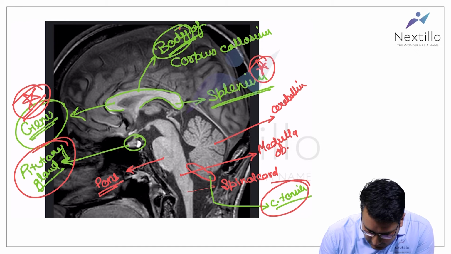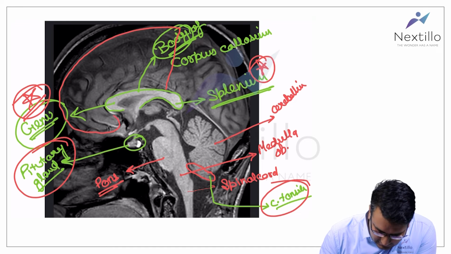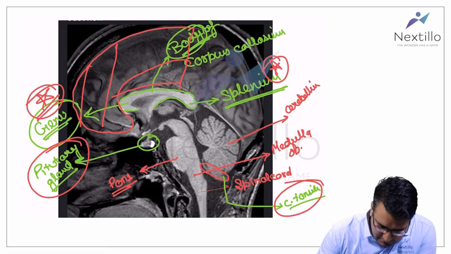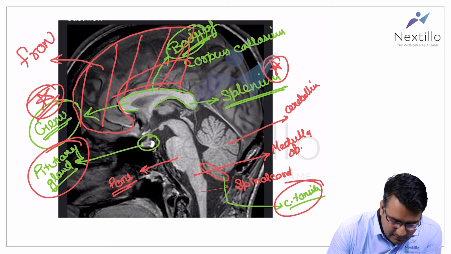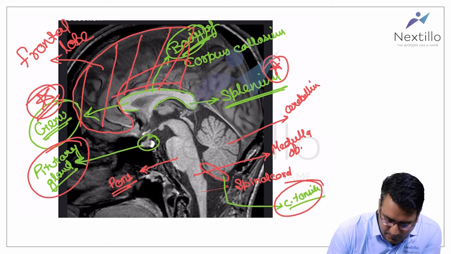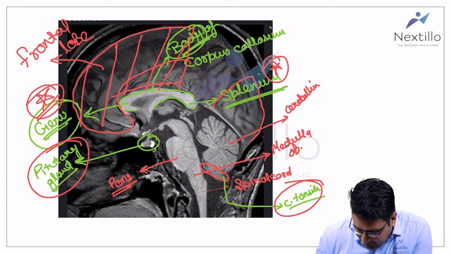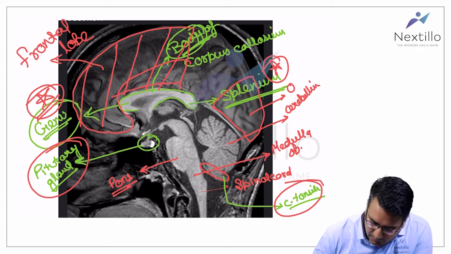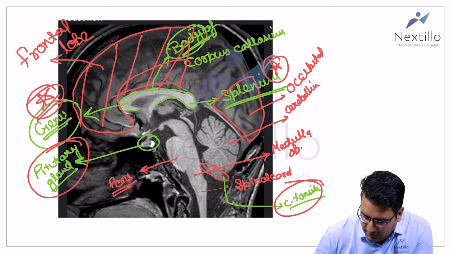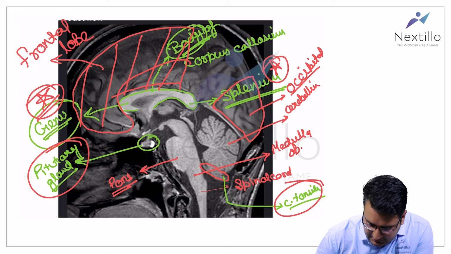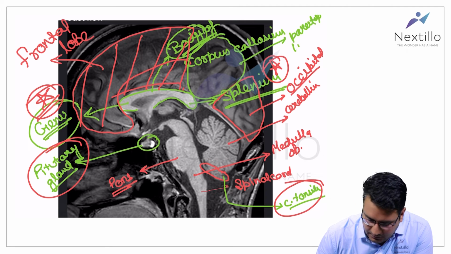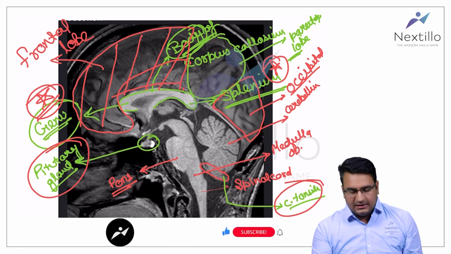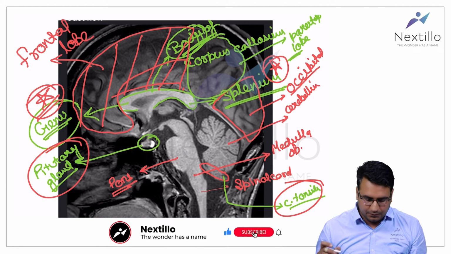Beyond that, have a look. If I mark this whole area, what will you call this? This is frontal lobe. The red marked part is occipital lobe. And the last, this part I am marking with green, is parietal lobe. These are the important things that we should know.